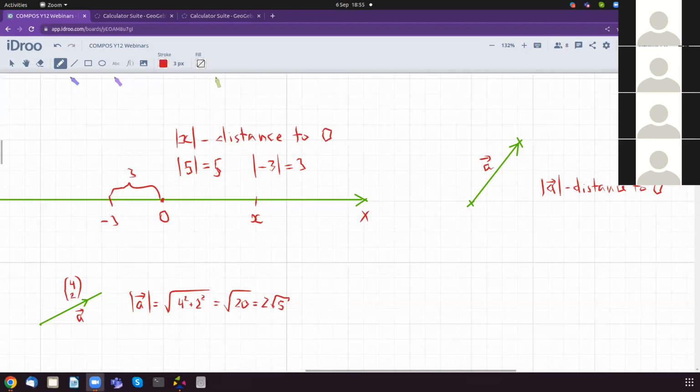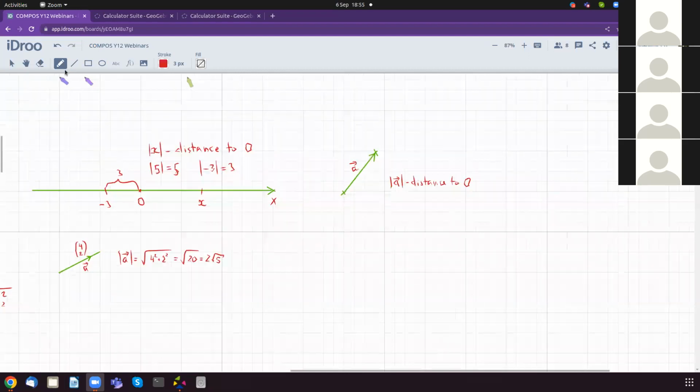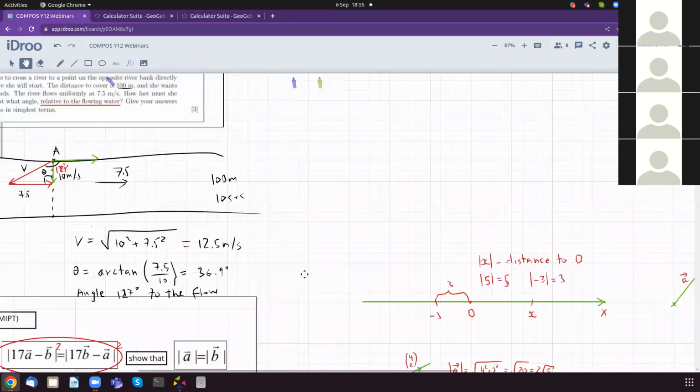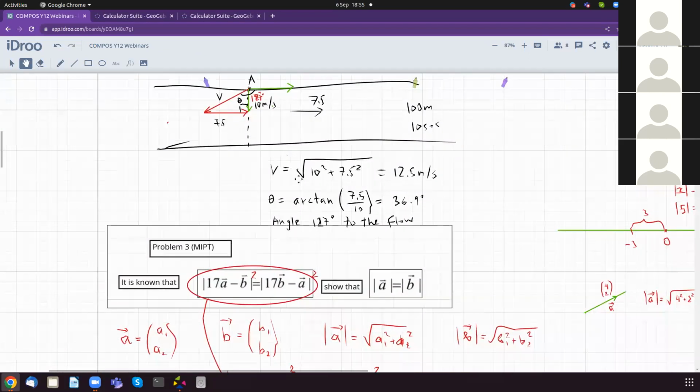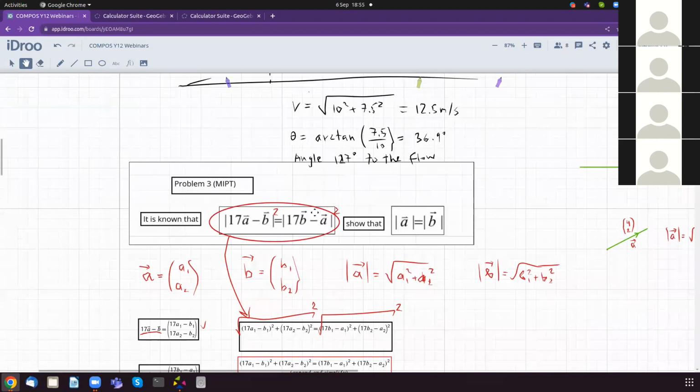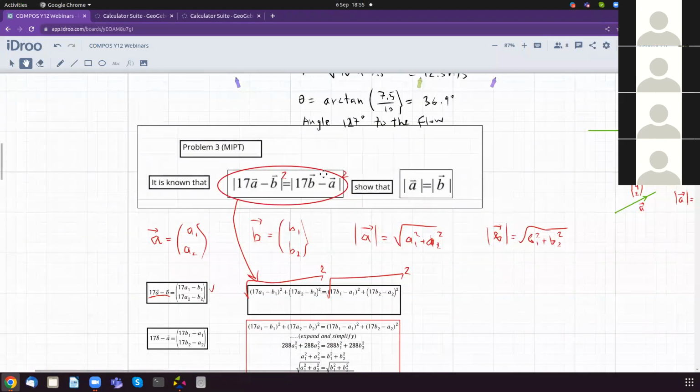Now, there was a question about squaring a column vector. We're not squaring a column vector. Squaring a column vector is different. We are squaring the modulus of a vector, and the modulus of a vector is not a column.